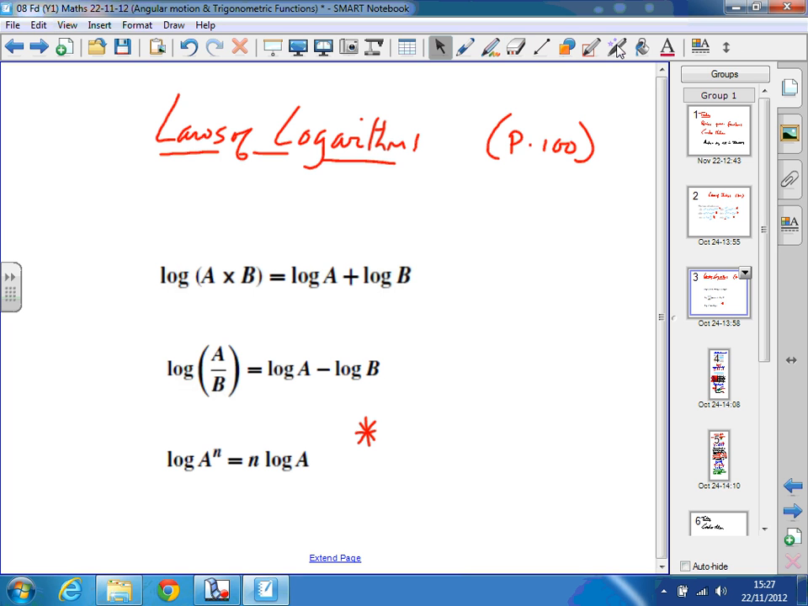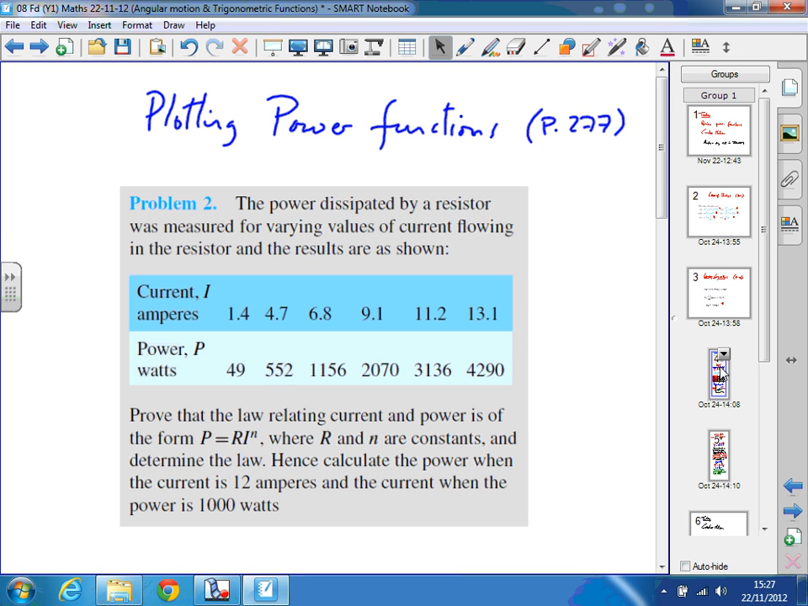And because I've turned them into powers, it means I can turn a multiplication into addition, division into subtraction, and most importantly, I can turn this power of n into a multiply. And so that's the one that we did use last week when it came to playing around with these power functions. So what did we do?